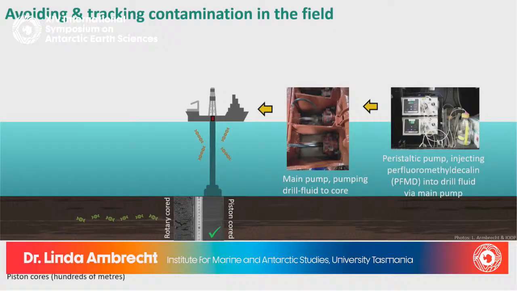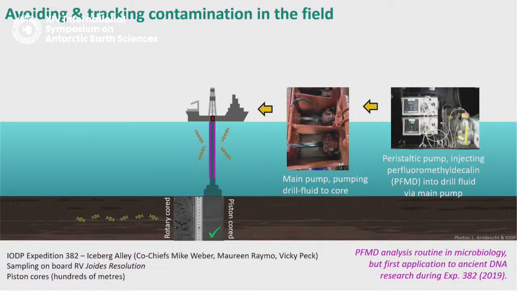But what we can do, and what we did on IODP Expedition 382, is to infuse this drill fluid with a chemical tracer, PFMD in this case. If we do that, we can then measure PFMD traces along the entire core once it is on board, and we can make an assessment of whether there might potentially be contamination in our samples. This is a technique that's very routinely used for microbiological research on the JOIDES Resolution. In this case, we've applied this to ancient DNA research for the first time.